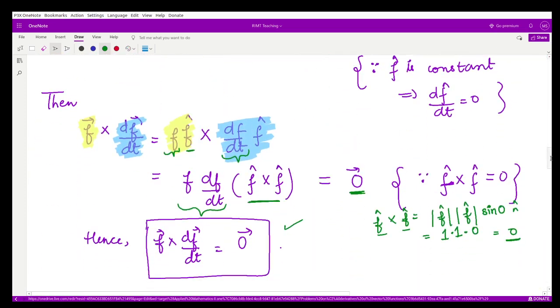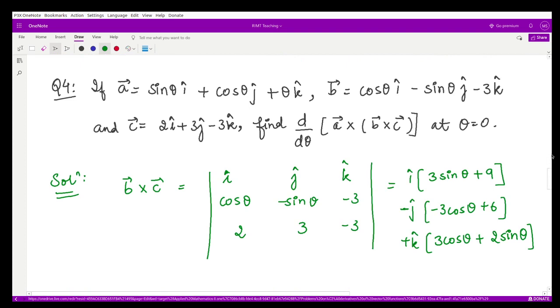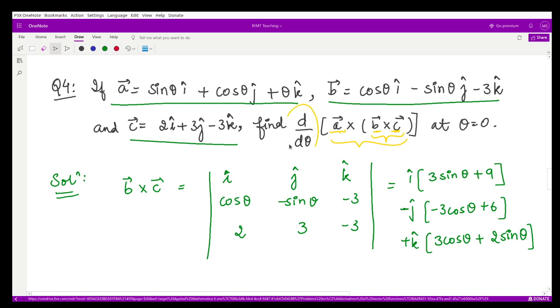Okay, so let us now move on to the last question. It says that you are given the vector A to be this one, vector B to be this one, and vector C to be this. So firstly you will calculate B cross C, and then you take the cross product of that vector with vector A, then you differentiate that vector with respect to theta, and finally you substitute the value of theta equal to 0. So let us proceed in a similar way.